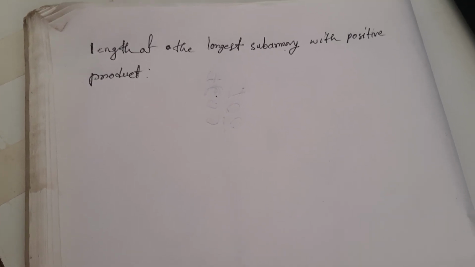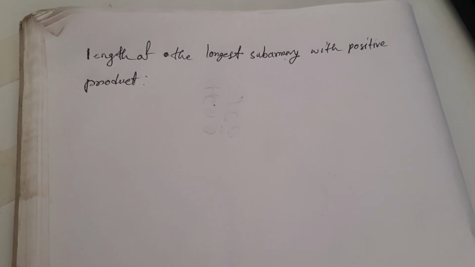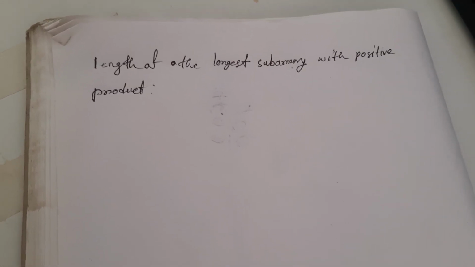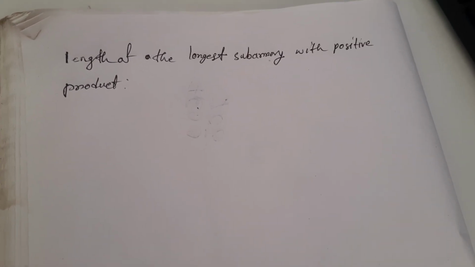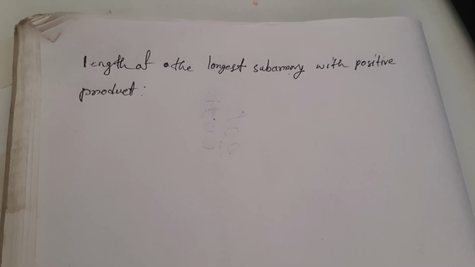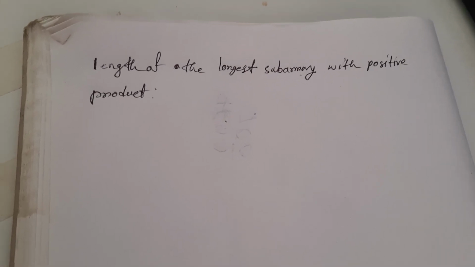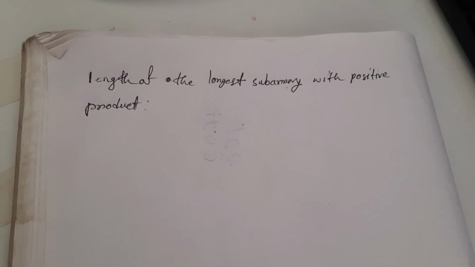Let's understand today's GeeksforGeeks Problem of the Day. The problem states that we need to find the length of the longest subarray with positive product. We will be given an array consisting of n integers with positive values, negative values, and also zero values as well. And we need to find the length of the longest subarray with positive product.